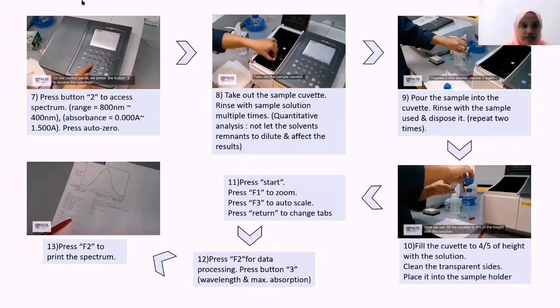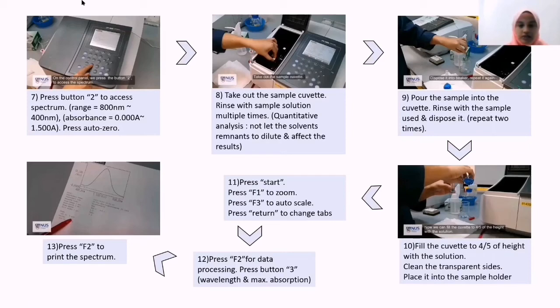In this instrument, you must press button 2 to access the spectrum. So our range is around 800 nanometer to 400 nanometer, and our absorbance will be around 0 to 1.5. Lastly, press auto zero.